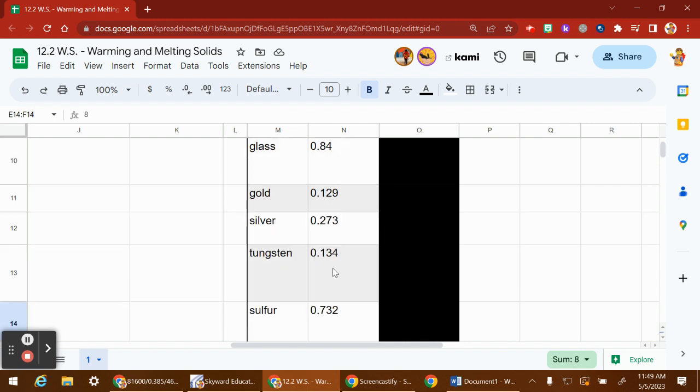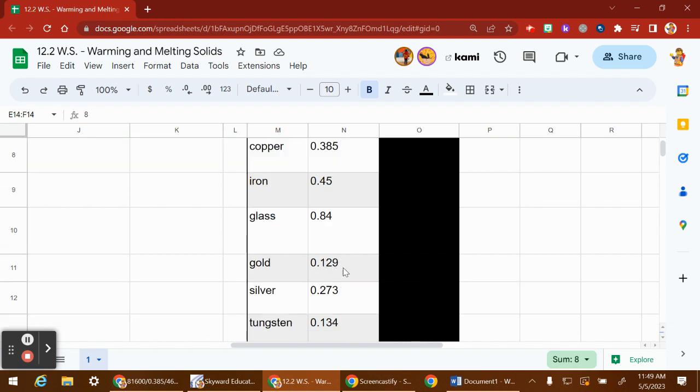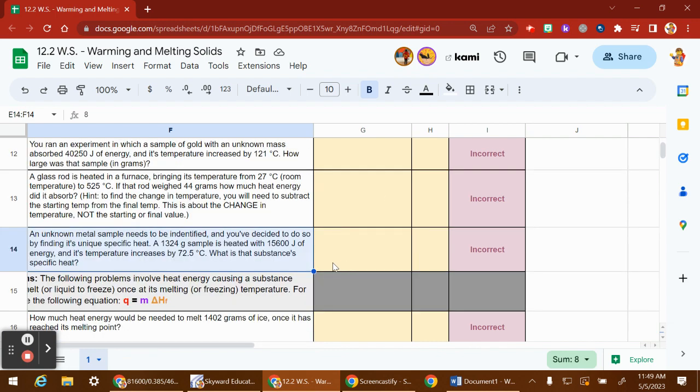Like silver and tungsten are both metals, as is iron. They all look shiny, hard, and grayish. How can you tell the difference? Well, if you can calculate their specific heat in a problem, then you know what it is because all of their specific heats are quite different. So this is a real thing that people do.